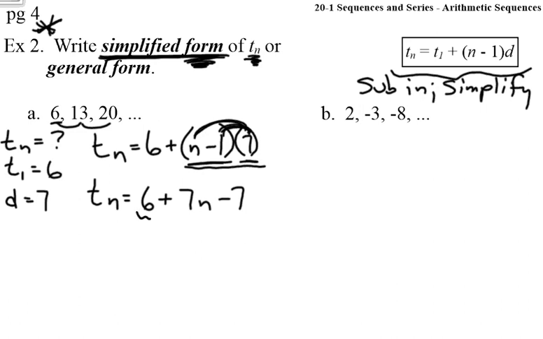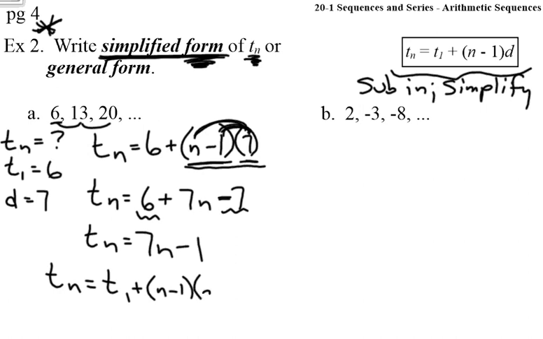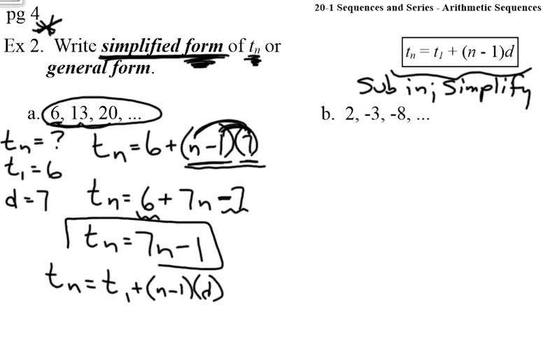From here, I can combine some terms. T of n equals 7n. 6 minus 7 is a negative 1. So what we have is our T of n general formula is this big thing. We have that whole thing, but for this particular situation, there's a nice little compact formula we could use.